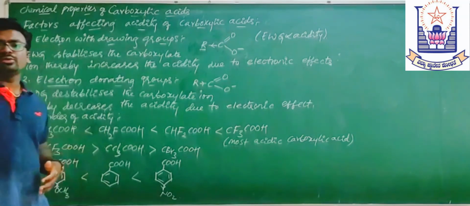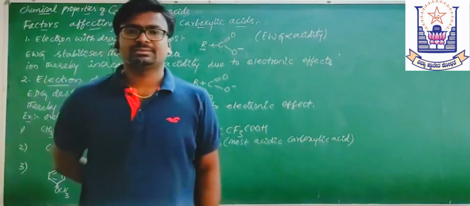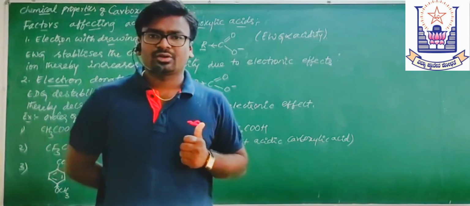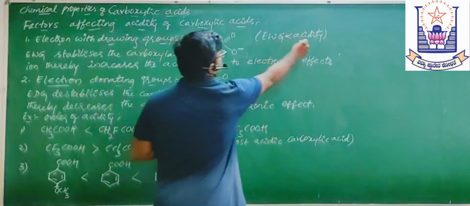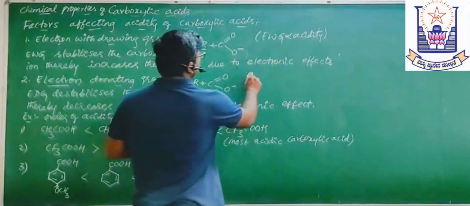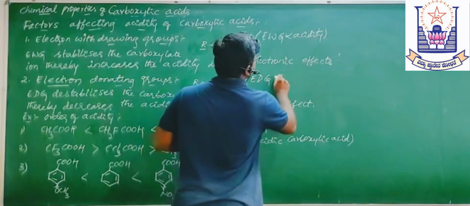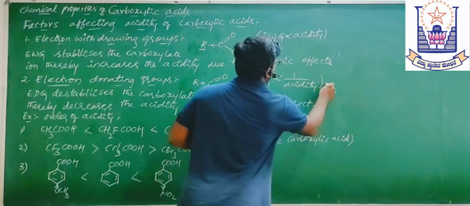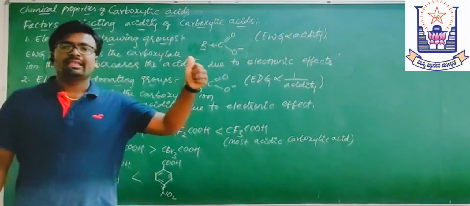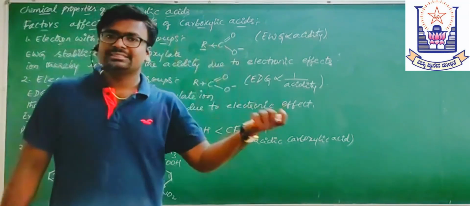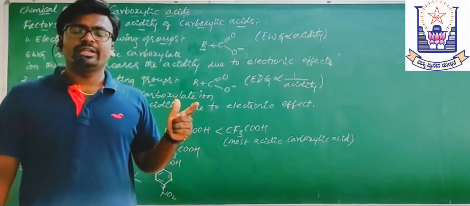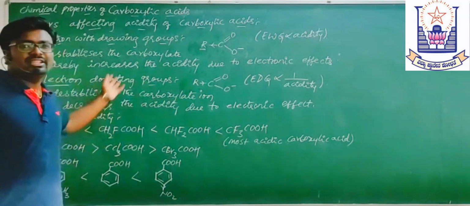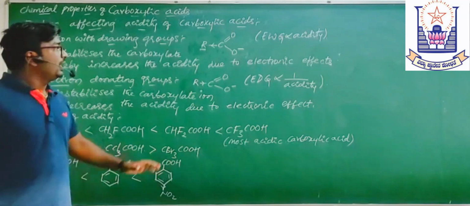You need to remember only two things. Electron withdrawing groups increase the acidity of carboxylic acid. That is why it is directly proportional. Electron donating groups decrease the acidity. That is why it is inversely proportional. This is all about the acidity of carboxylic acid.